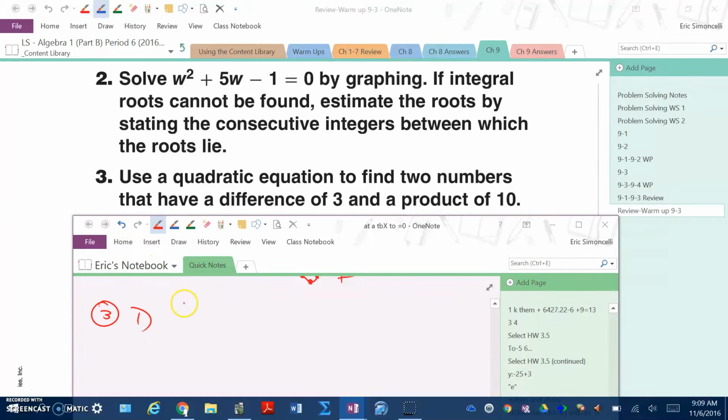The difference of two numbers. So we'll call one x and the other y. These two numbers subtract to yield 3, the difference being that. Now the product of the two numbers, still x and y, is 10. We saw problems like this in the past.